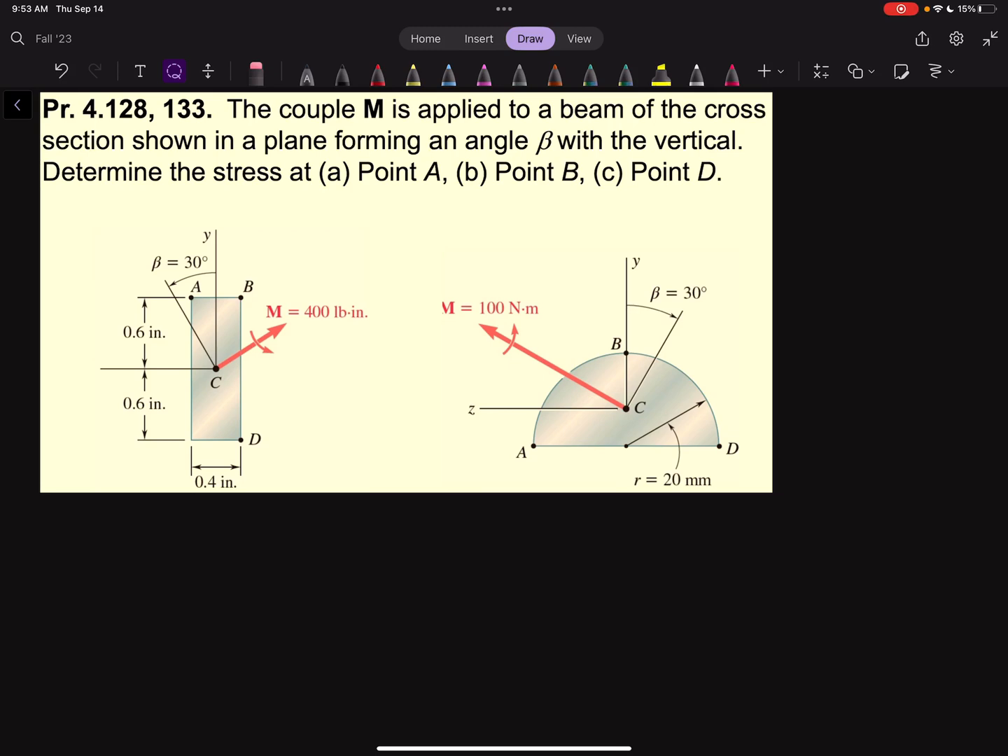Problem 4.133. The couple M is applied to a beam of the cross-section shown in a plane forming an angle beta with the vertical. Determine the stress at point A, point B, and point D.